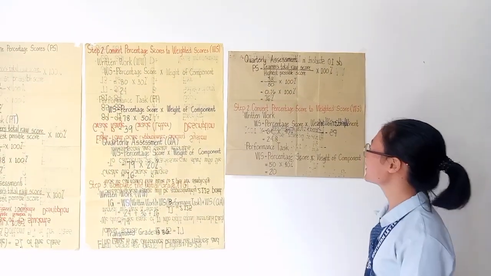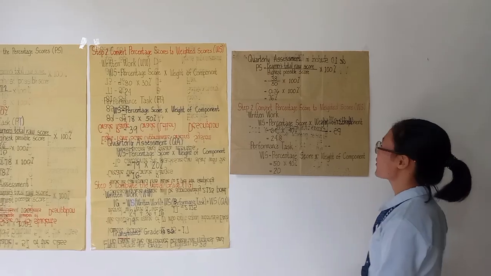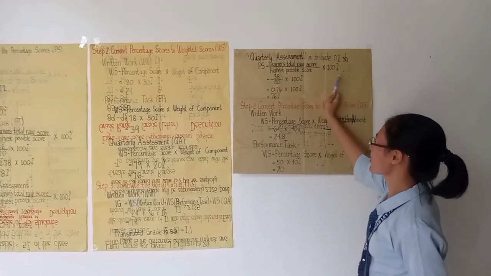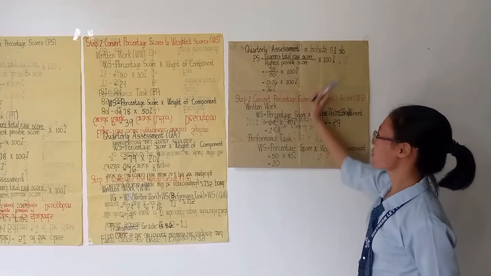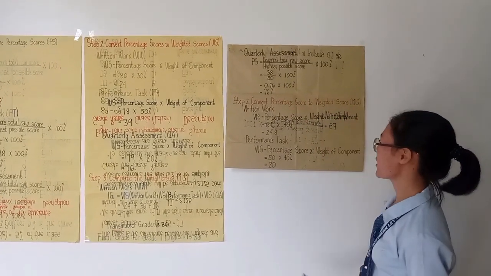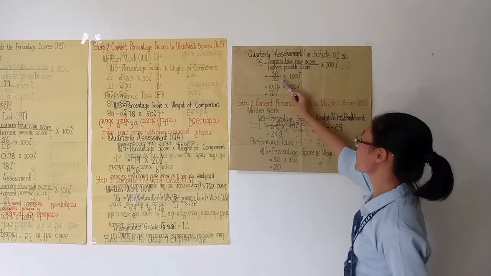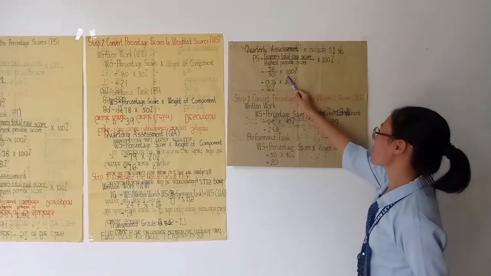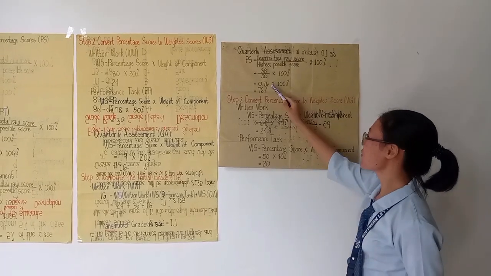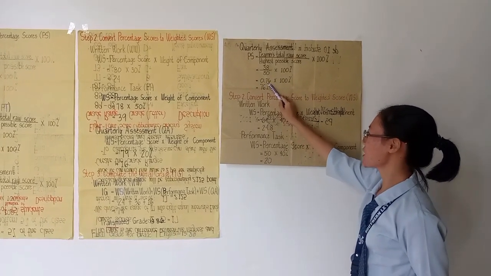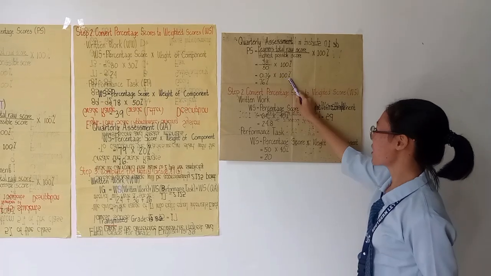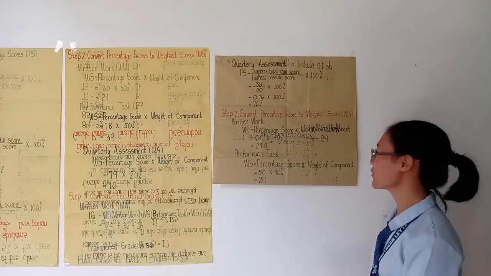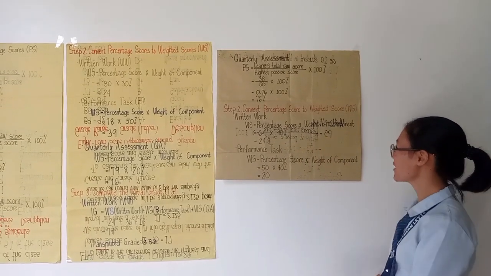Now we will compute the quarterly assessment. So we have the percentage score equals learner's total score divided by highest possible score times 100%. So the learner's total row score is 38 divided by the highest possible score 50 times 100%. So 38 divided by 50 equals 0.76, times 100% equals 76%. So in step 2, we have to convert percentage score to weighted score.